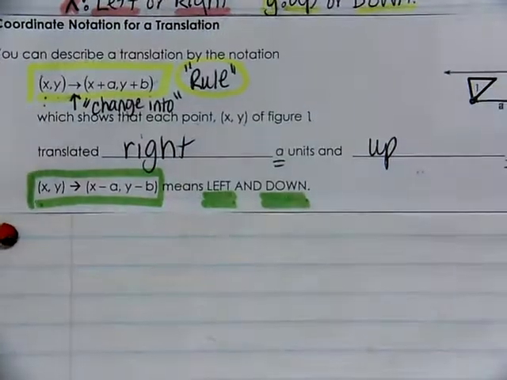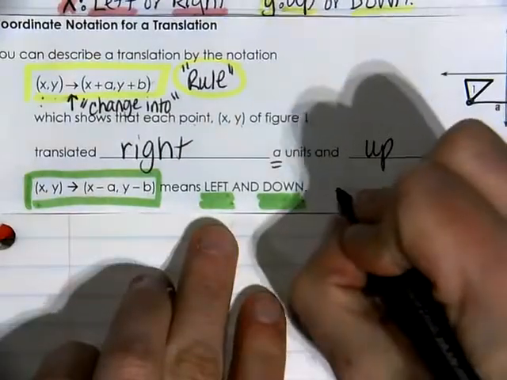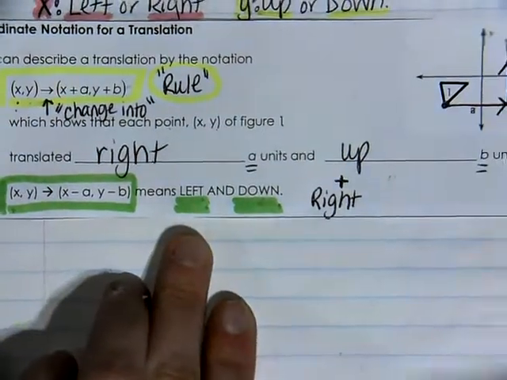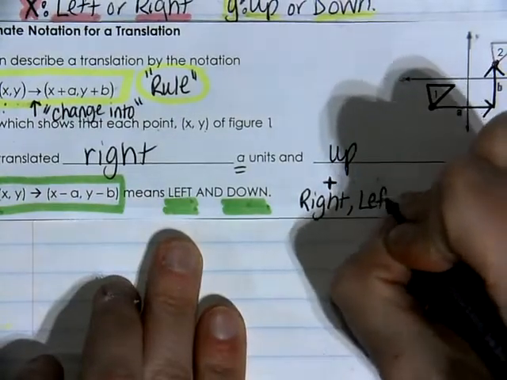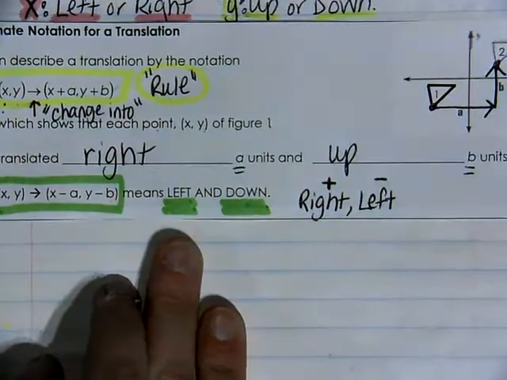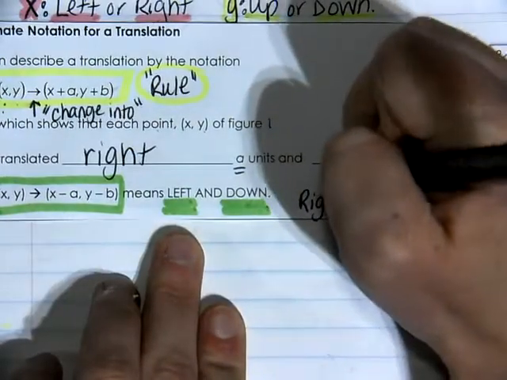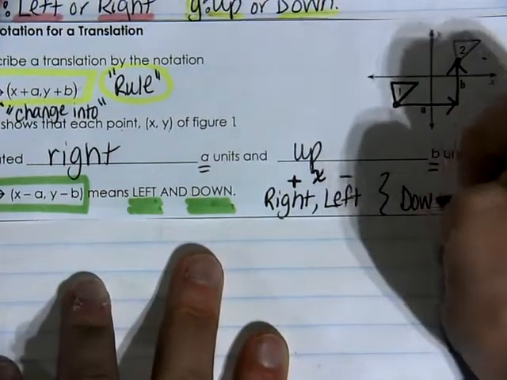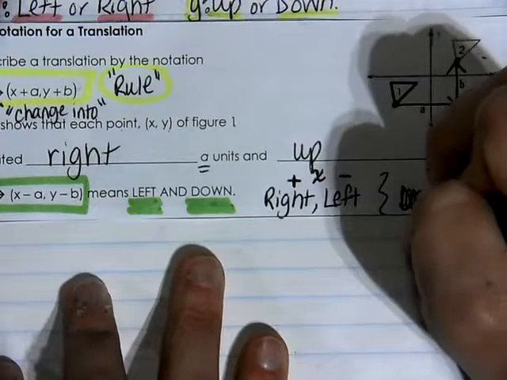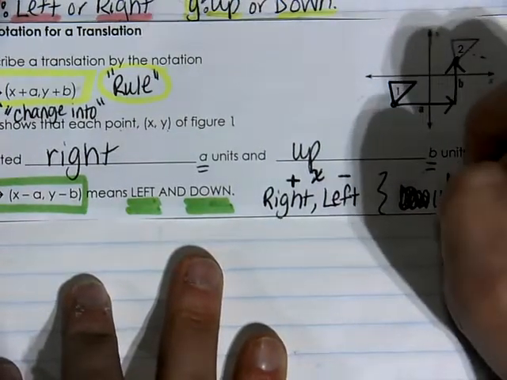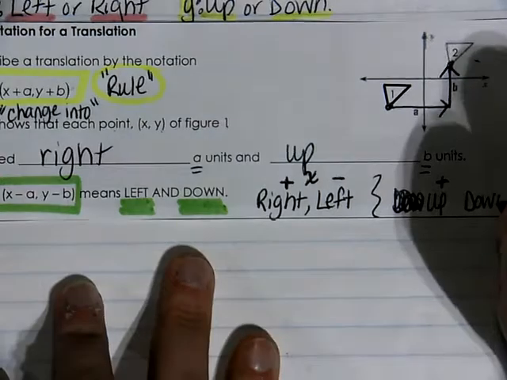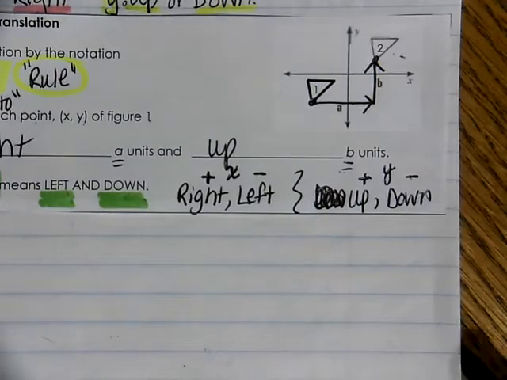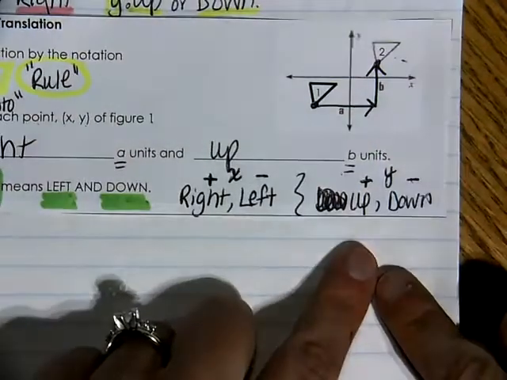So in a nutshell, if you see the word right, that means that you'll see a plus sign next to the x. If you see left, that means that you'll have a minus sign near the x. So this is all dealing with x. And if we're talking about y, that's going to be up, we'll start with up. Up means plus, down means minus, and this is all your y-axis. So x is left and right, and y is up and down.